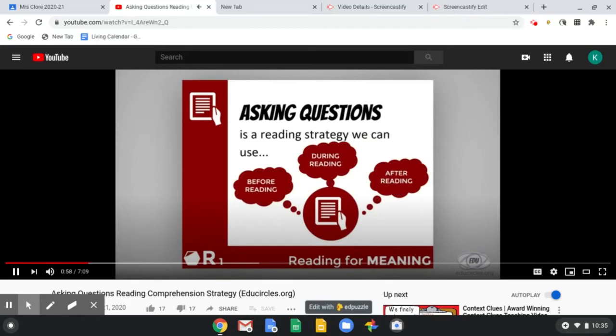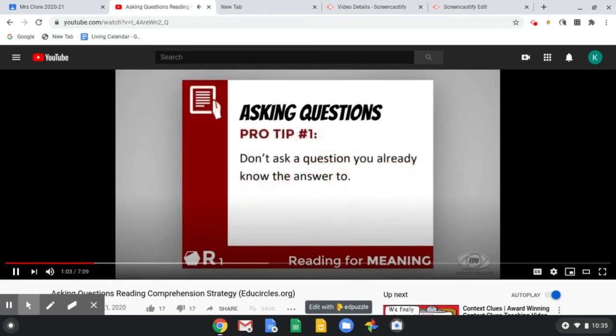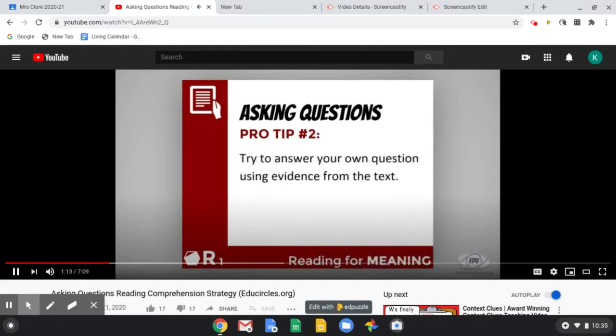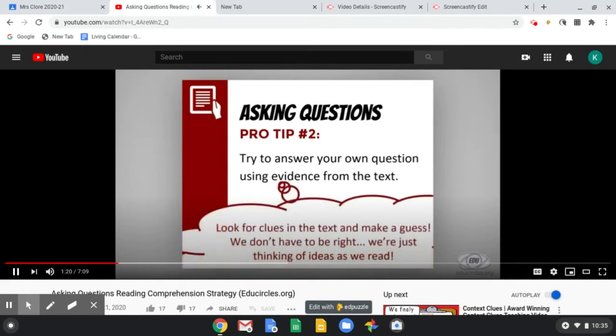Here are a few pro tips to help you use this comprehension strategy. Pro tip number 1, don't ask a question you already know the answer to. Otherwise, it's just too easy and we want your brain to work as you read. Pro tip number 2, try to answer your own question using evidence from the text. Look for clues in the text and then just guess about what the answer is. We don't have to be right at this point. We just have to think about ideas as we read.